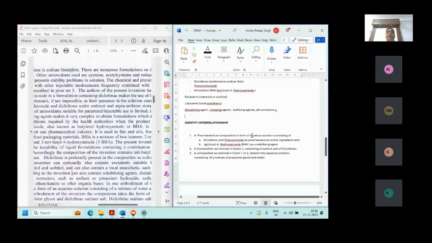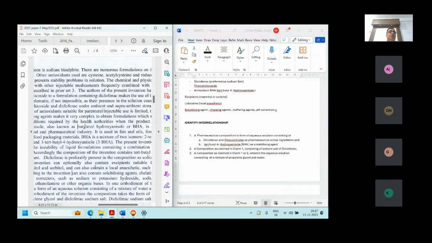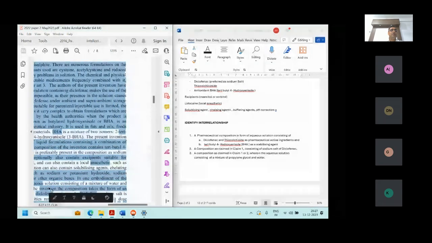Okay. So you can now claim it like this. A pharmaceutical composition in the form of an aqueous solution, because that's what they are talking about, consisting of. I'm using consisting of because this is a chemical invention. Diclofenac and thiocolchicoside as pharmaceutical active ingredients and BHA as a stabilizing agent. This is my first claim. Then again, a composition as claimed in claim 1 consisting of sodium salt of diclofenac, because it says that the sodium salt of diclofenac is preferable. Then again, I can write similarly, claim 1 or 2, wherein the aqueous solution consists of a mixture of propylene glycol and water, which is written here. In one embodiment, the aqueous solution consists of a mixture of water and glycol.